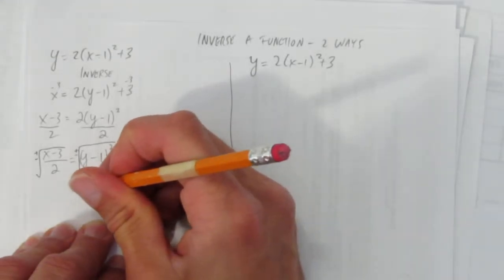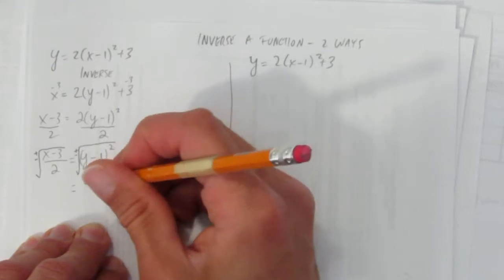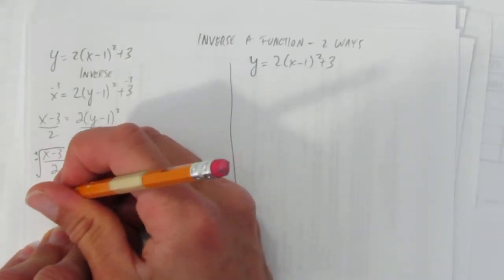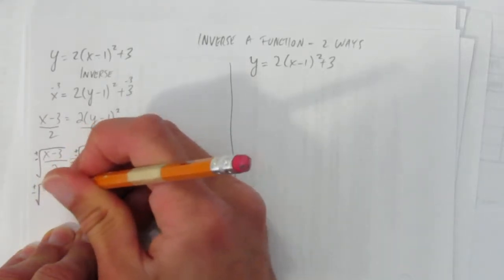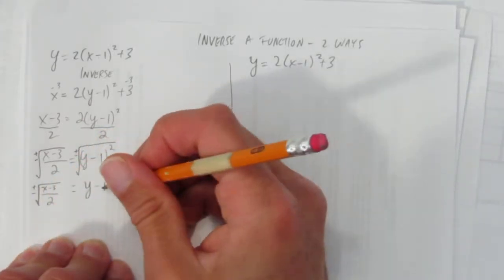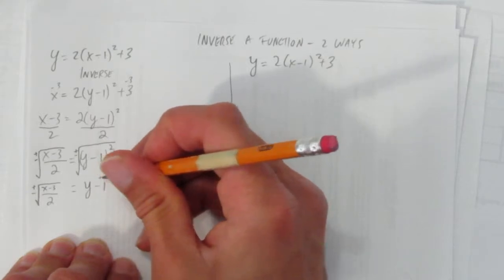Okay, well if you've done that, then you've got a square root plus or minus canceling out a square, leaving y minus 1. And on the left hand side, we've got plus or minus square root of (x minus 3) all over 2. All that's left to be done is get rid of this minus 1. What's the opposite of minus 1? Plus 1.